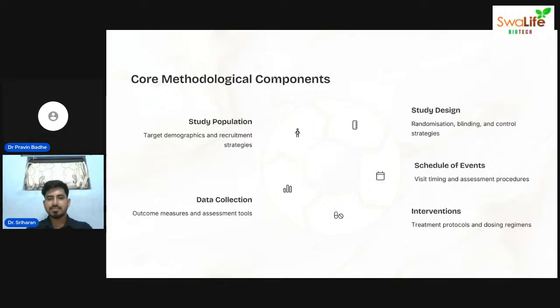And schedule of events. Schedule of events is what we follow while doing the research: we want to collect the data, follow up the patient, and track them. That is the schedule of events. It is also called a trial calendar: what things happen, what to do, how to do, and when to do. Likewise, the schedule of events takes place. Intervention: while doing any randomization or RCT, the intervention groups play a major role. So this is the intervention group.